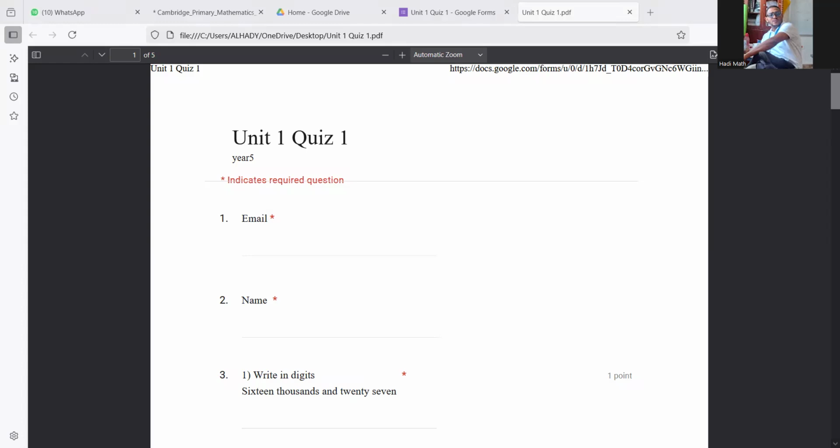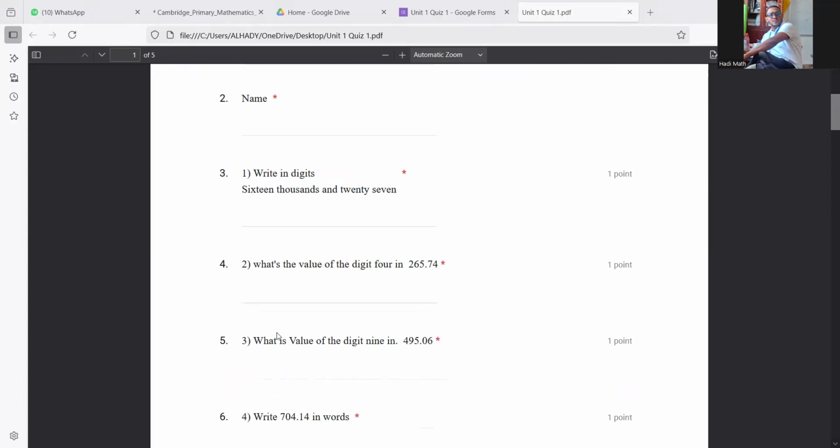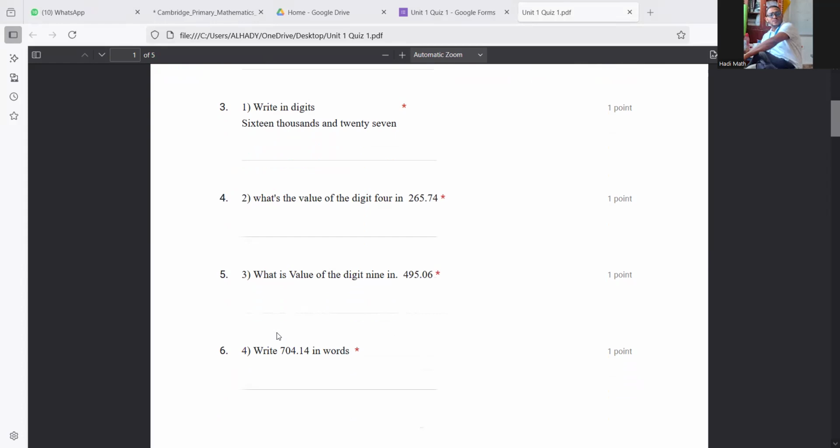So when you'd like to do the quiz, remember first of all to write your email and your name. Then let's go and see what the quiz is about. It asks you to write in digits.